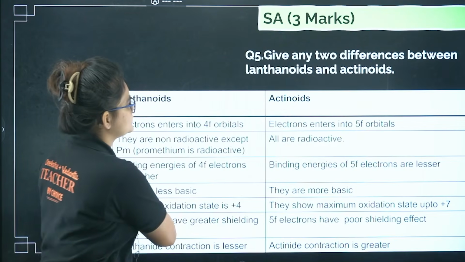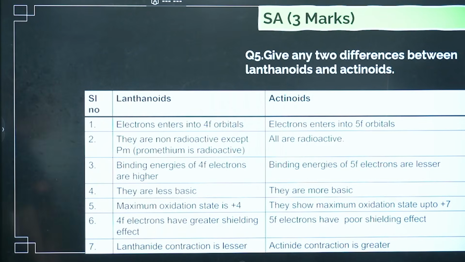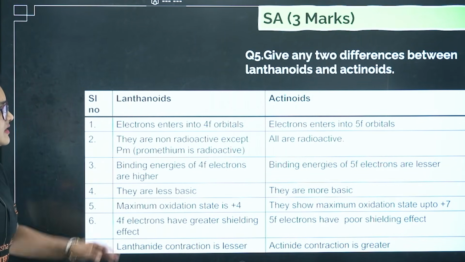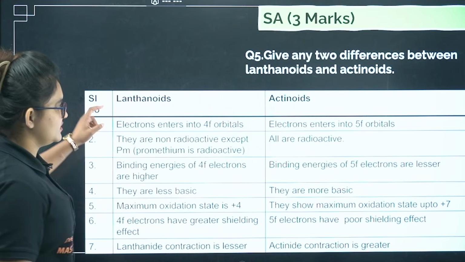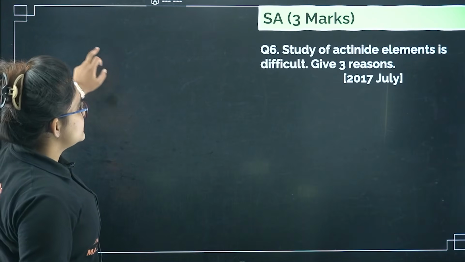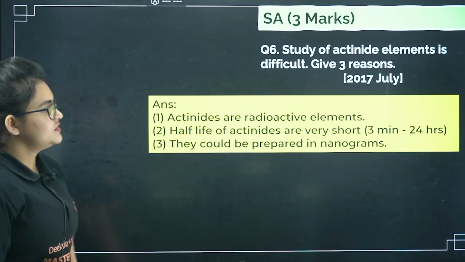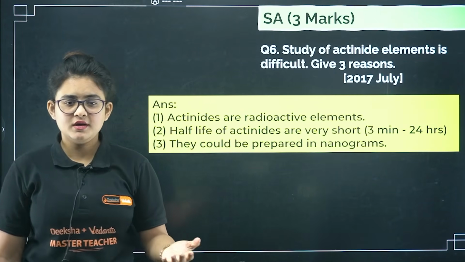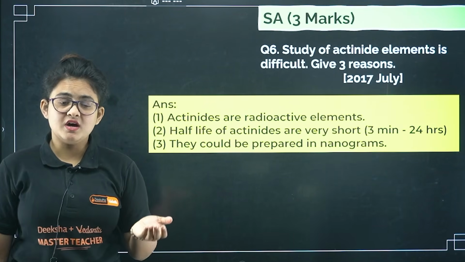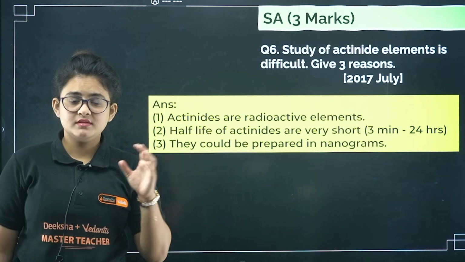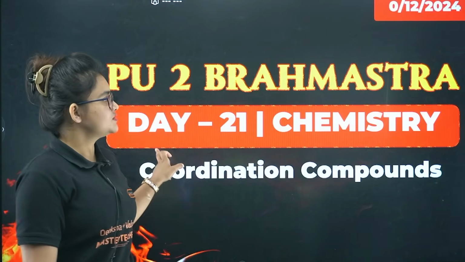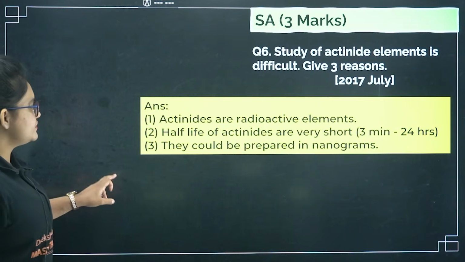Let's proceed. For the differences between lanthanides and actinoids, you can go through them from here and pick any 3 of them to write down. Proceed. Study of actinoid elements is difficult. Give 3 reasons. First, as I already told you, radioactive elements have a very short half-life and they can be prepared only in nanograms. Let's proceed.